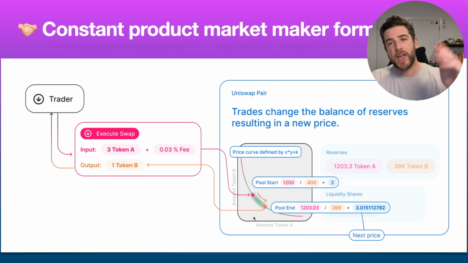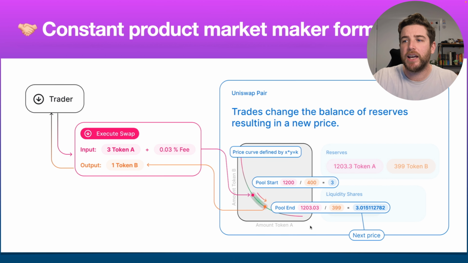On the Y-axis you have the amount of token B, and on the X-axis you have the amount of token A. So on this specific trade, we can see that the pool starts here with 1,200 of token A and 400 of token B. So the price, if you divide those, is 3.